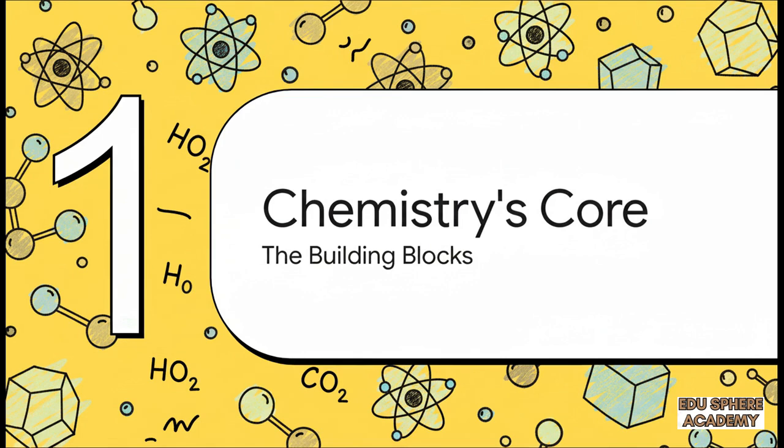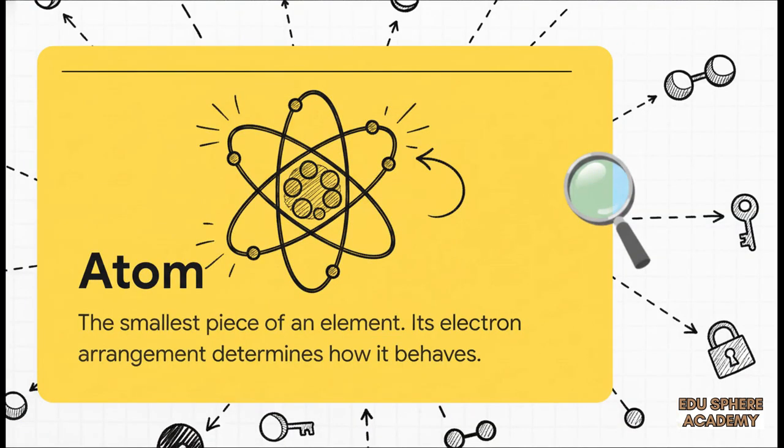All right, Section 1, Chemistry's Core Principles, the building blocks. We have to start at the very, very beginning. Before we can talk about how stuff reacts, we need to know, what is this stuff anyway? And it all comes down to the atom.